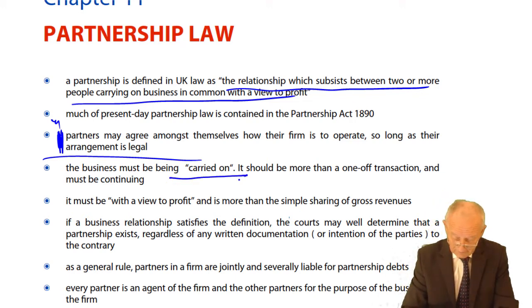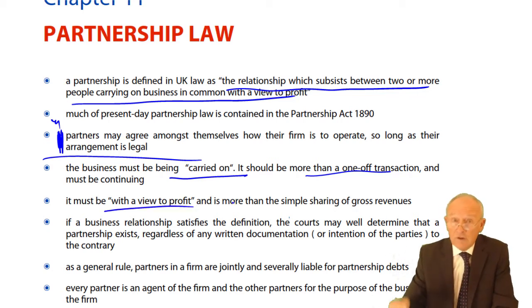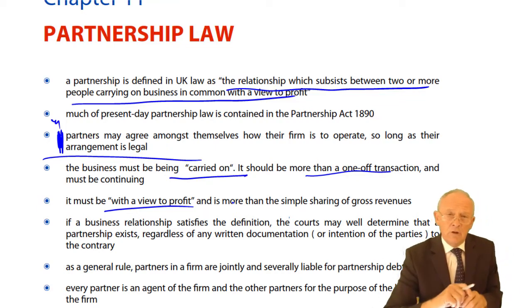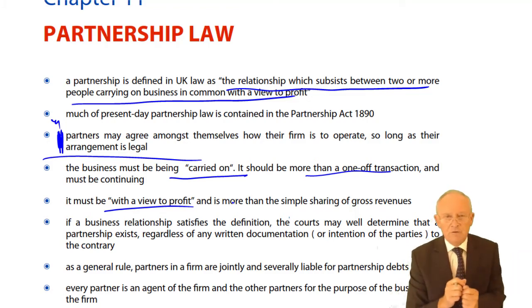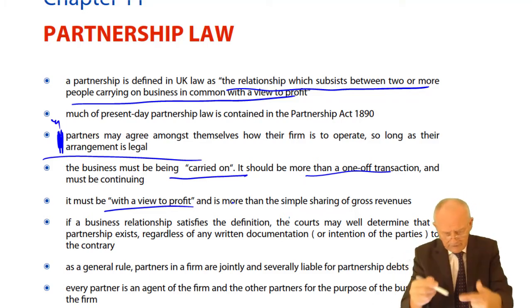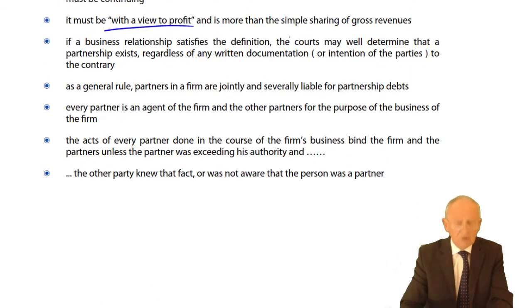It must be being carried on, so it is more than a one-off transaction. It must be a continuing thing. It must be with a view to profit, more than simply sharing gross revenues. You sell something, I sell something; you account for half of that as your revenue and I account for half as my revenue. No, that's not sharing profits. We need to share profits, so it's the revenue less all the expenses. There's a profit; you take your share, I take my share. That would be partnership.